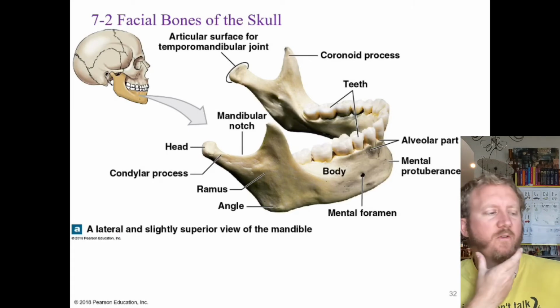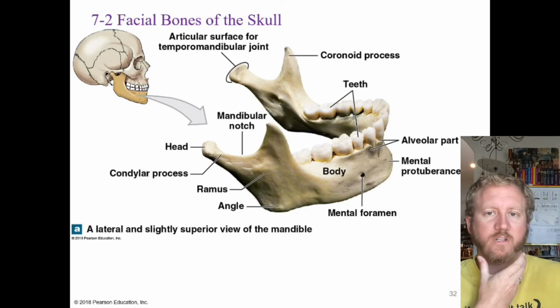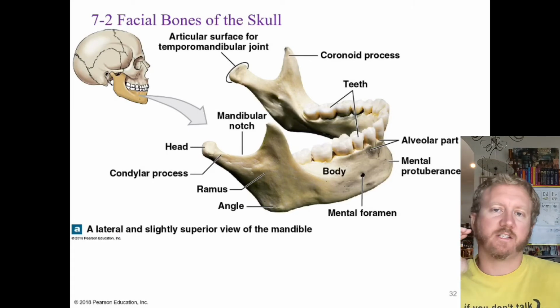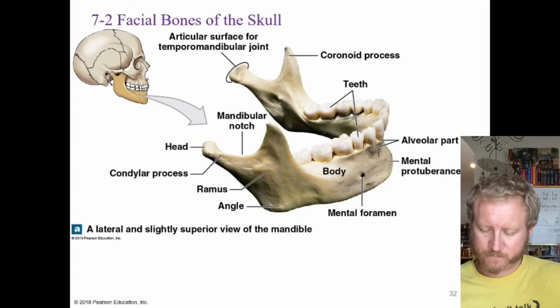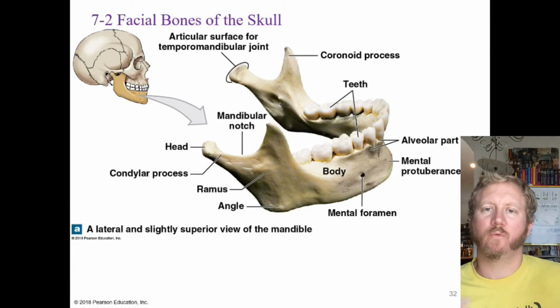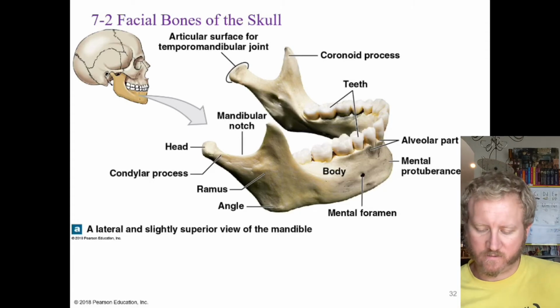Going down, then we have the mandible, which is the lower jaw that articulates to the temporal bones. And that's pretty much the only place that it attaches to. Other than that, it's free to move around independently from the rest of the facial features.